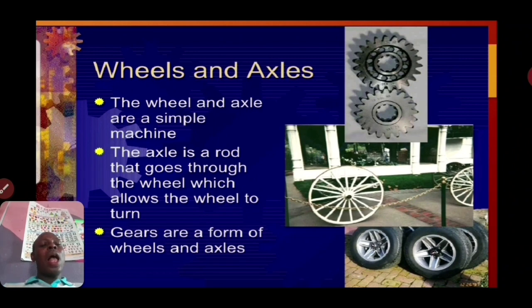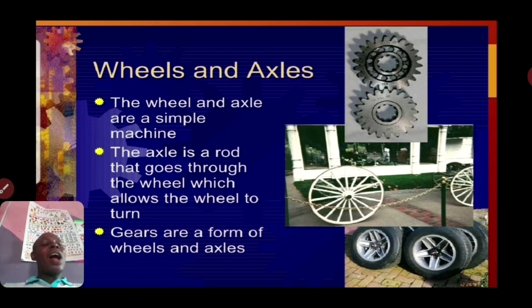The wheel and axle. The wheels of the car go round and round. The wheel and the axle are a simple machine. They help to do work. They help the car to move. Do you understand? The axle is the rod that goes through the wheel, which allows the wheel to turn.